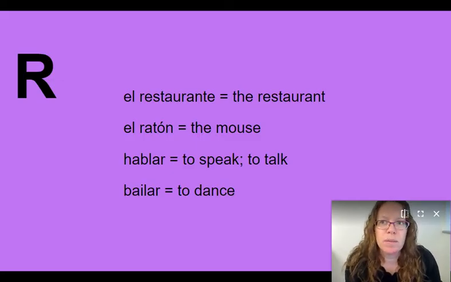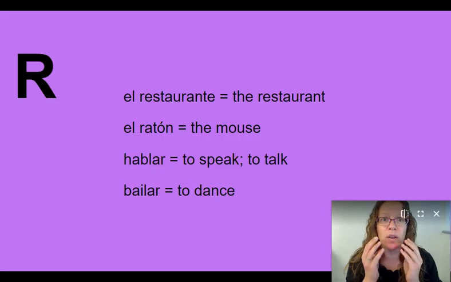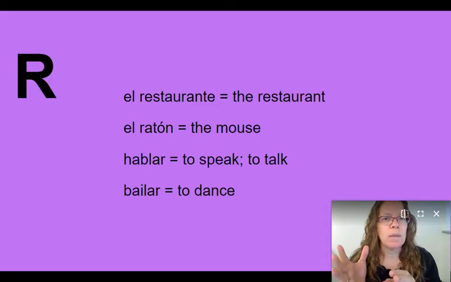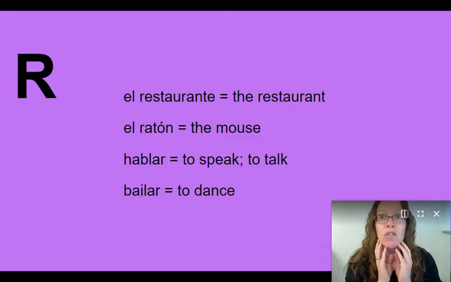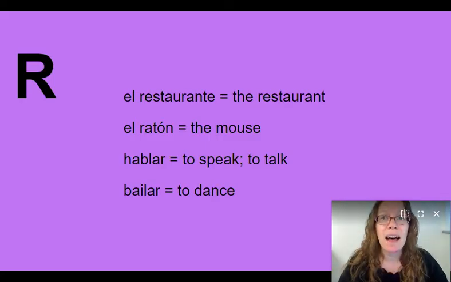And then if it's at the end of a word, or in this case, the end of a verb, all infinitive verbs end with R in Spanish, do that one flick of your tongue, and remember, don't move your jaw or your lips when you're saying the vowel part. So habla would be habla. Don't move your jaw. And then when you put the R, don't move your jaw, just flick your tongue once. Hablar, bailar.